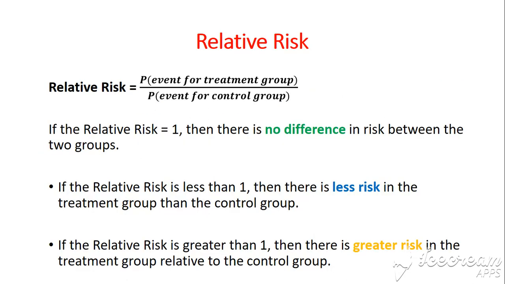Right, here's a formula we're going to talk about in this video. The relative risk is equal to P, which is the probability of an event happening for what we call a treatment group, divided by P, which is the probability of an event happening for what we're going to call a control group. If the relative risk comes out to be 1, there is no difference in risk between the two groups. However, if the relative risk comes out to be less than 1, we say there is less risk in the treatment group than the control group.